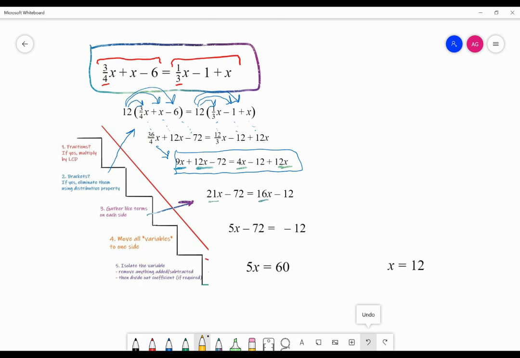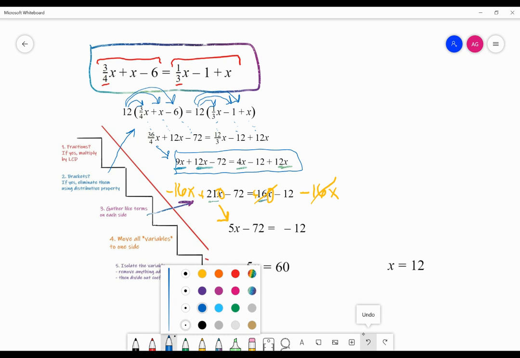Now what we need to do is move all variables to one side, which means anything with x has to be on one side. So to do that, we need to eliminate the 16x on this side. So we just do the opposite: minus 16x, because this is a positive. So those will cancel each other out. But if we do it on the right side, we also have to do that on the left. So this is also minus 16x. So that cancels out on here and just leaves a negative 12. If we have negative 16x and positive 21x, what we end up with is 5x. So all our variables are on the right side now.